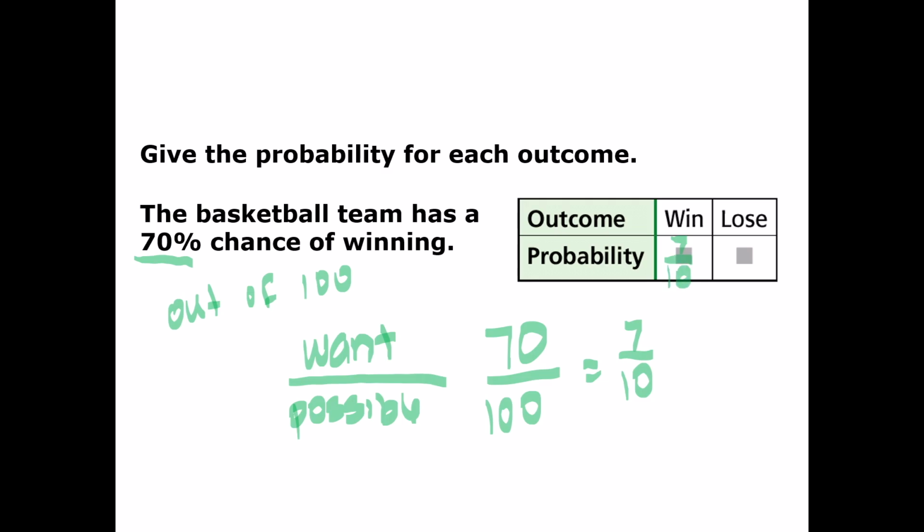Now, losing would be the opposite of that. All of the outcomes have to total up to 1. So if we have a 7 out of 10 chance of winning, that means we have a 3 out of 10 chance of losing, because 7 plus 3 would give us 10 out of 10, which is a probability of 1.